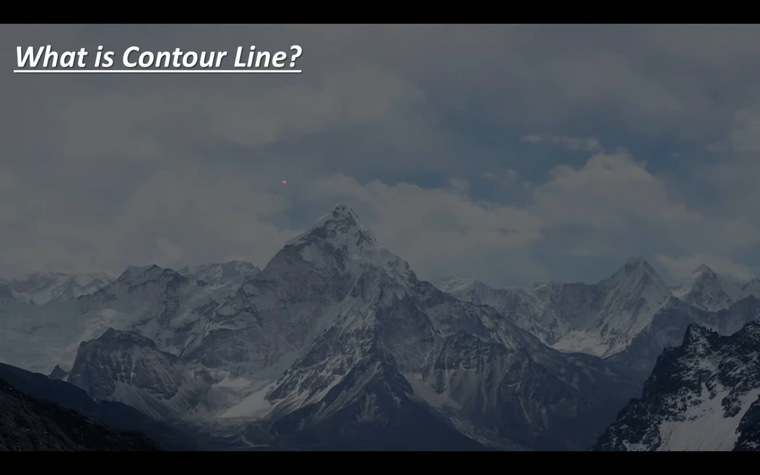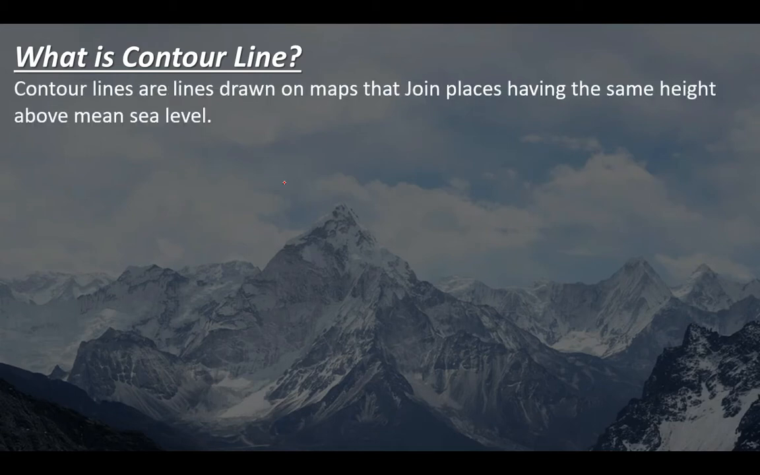Let's see what is a contour line. The contour lines are the lines drawn on the map that join places having the same height above the sea level. That is, the lines which are drawn on the maps to join the places having the same height above the sea level.